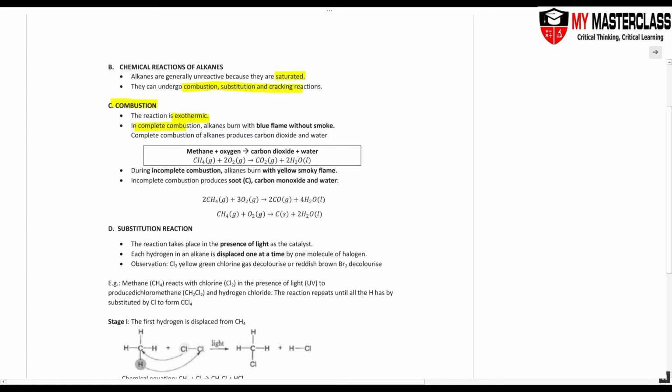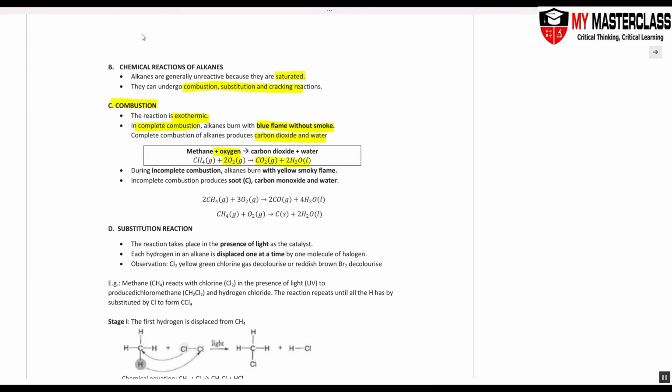Okay, complete combustion, when there's enough oxygen, will produce a blue flame without smoke. This is like your Bunsen burner. When you open up your air hole fully, this allows all the oxygen to rush in. The flame will be blue in color. Complete combustion will always produce CO2 and H2O as products. So methane plus oxygen: methane undergoes combustion. You have to know oxygen is your reagent, and the products formed are CO2 and H2O.